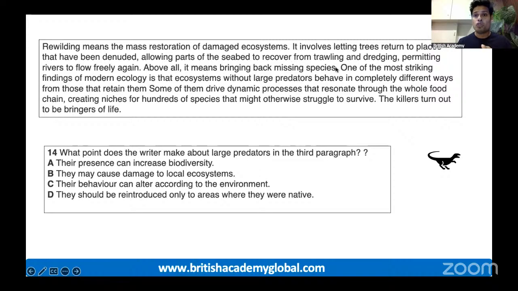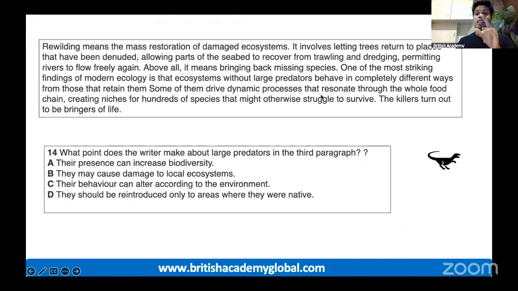Now here, if you look forward, one of the most striking findings of modern ecology, this is where the predator is the option being given to us. So what is mentioned about predators? That one of the most striking findings of modern ecology is that ecosystems without large predators behave in completely different ways from those that retain them. So there is a difference in the ecology between the ones that do not have them and the ones that retain, that is, keep them. Some of them drive dynamic processes that resonate through the whole food chain, creating niches for hundreds of species, which means creating a platform for hundreds of species that might otherwise struggle to survive.